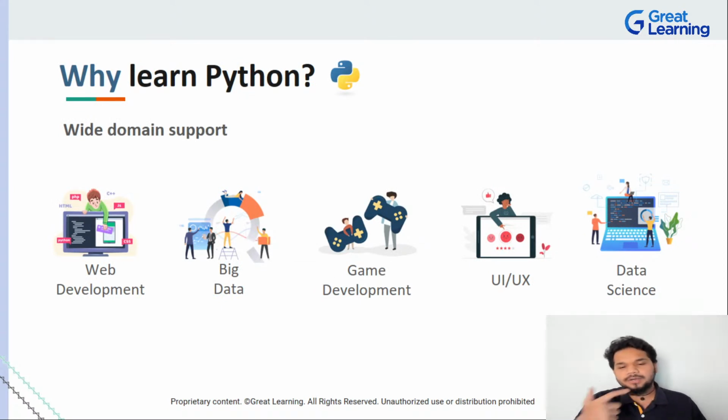Now, to give you one more fantastic reason, take a look at all the domains that I have mentioned here on the screen for all of you. Everything from web development to big data to game development, user interface development, and even the world of data science, right? This is where Python is used in literally all of these domains in any way it fits. If you take a look at web development, we have libraries such as Flask, Django, and a lot more in Python that will help with web development.